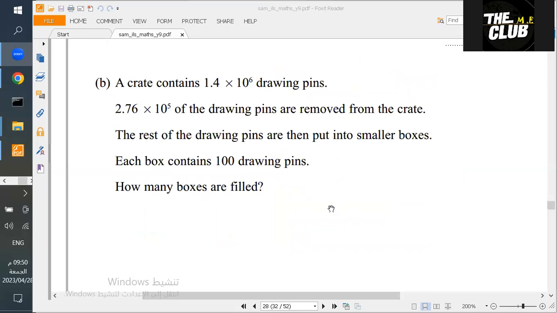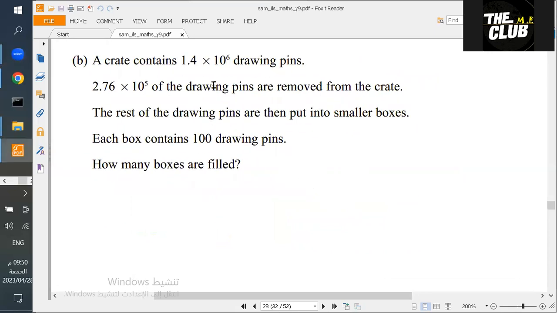B. A crate contains 1.4 times 10 power 6 drawing pens. 2.76 times 10 power 5 of the drawing pens are removed from the crate. The rest of the drawing pens are then put into smaller boxes. Each box contains 100 drawing pens. How many boxes are filled?